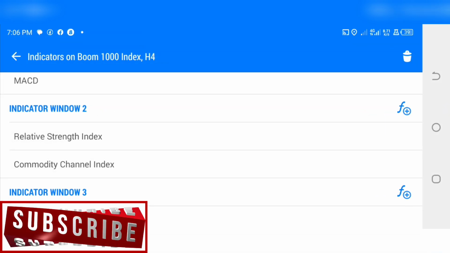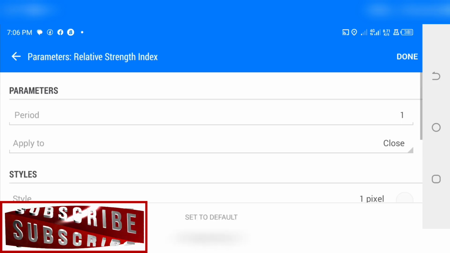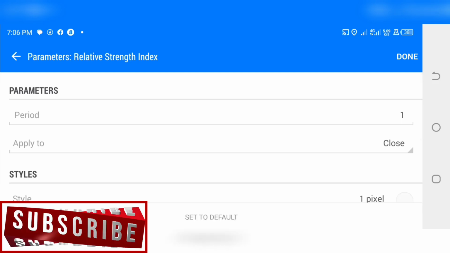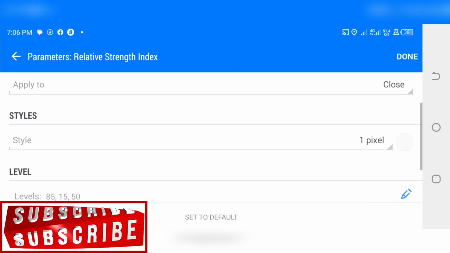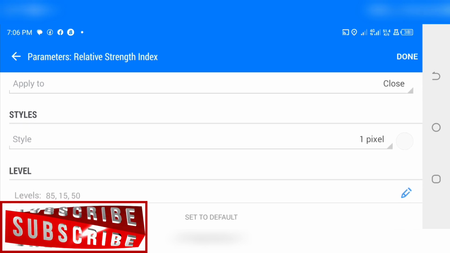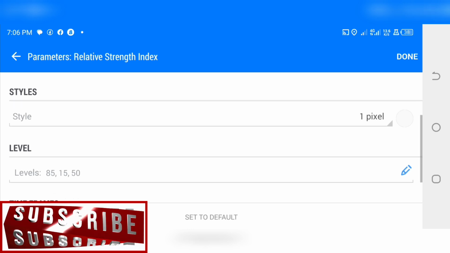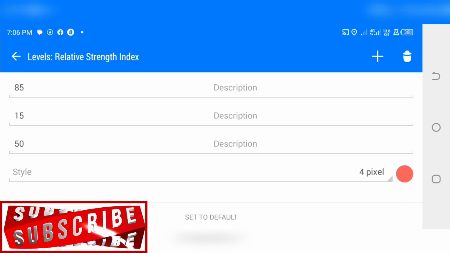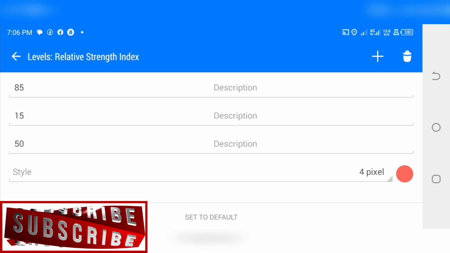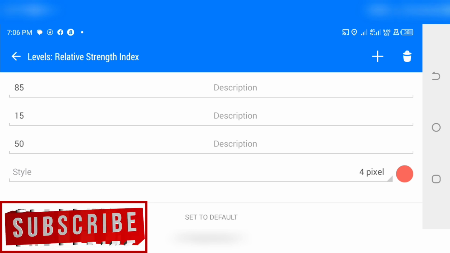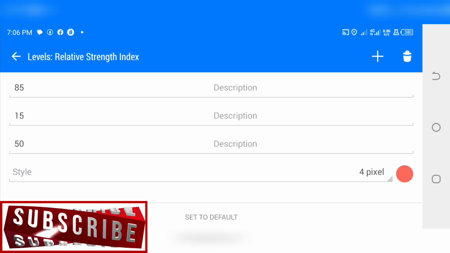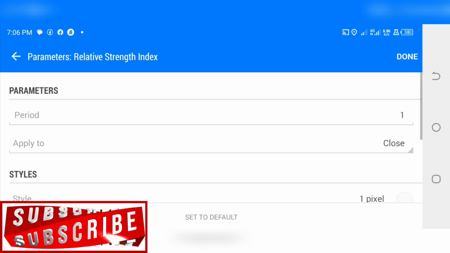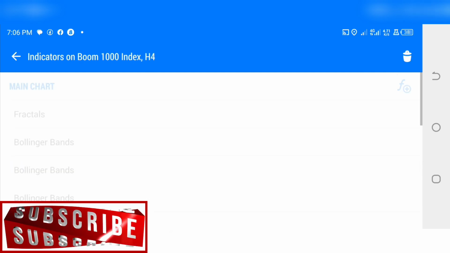Relative strength index, which is under indicator windows 2. Period is 1, apply to is close, style is 1 pixel white. Then click on your levels and enter 85, 15 and 50. Style should be 4 pixel red. So that is that.